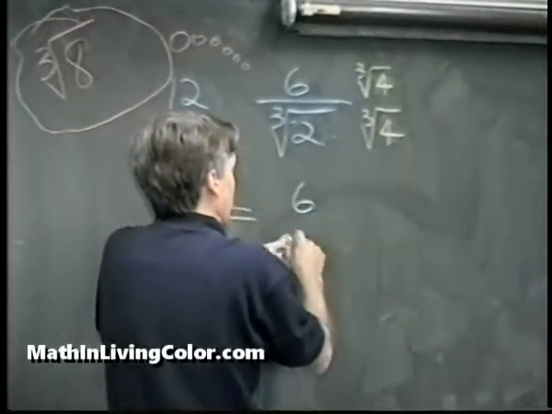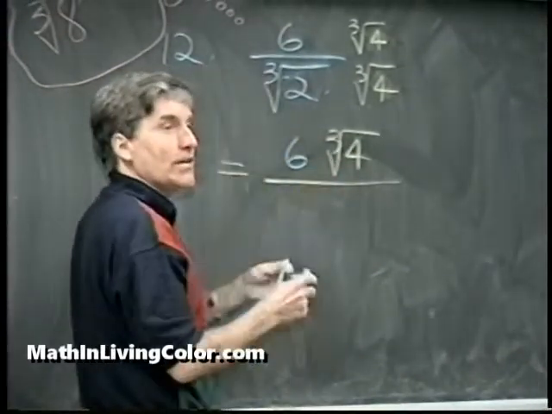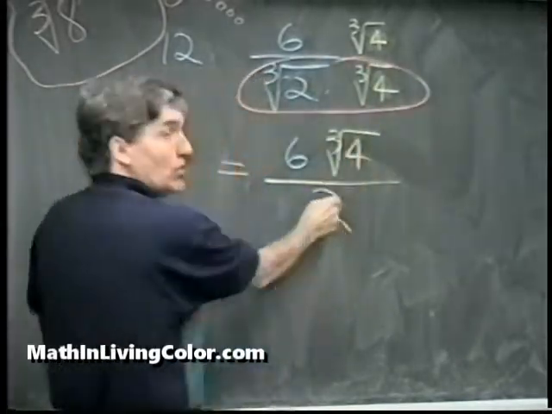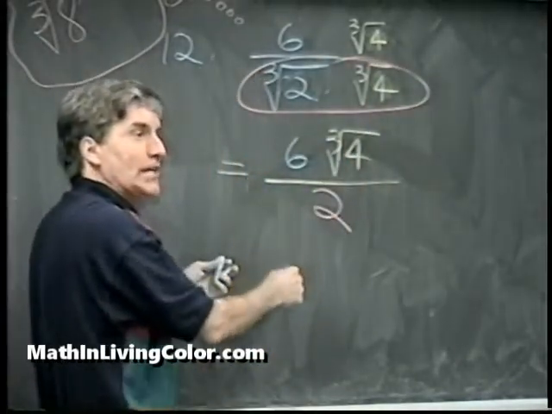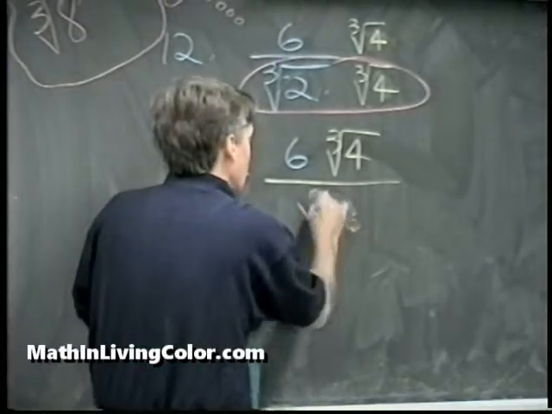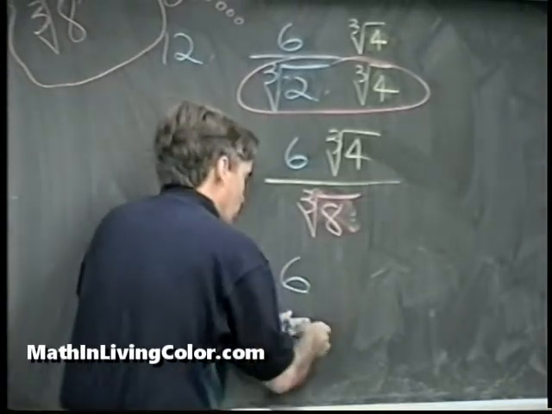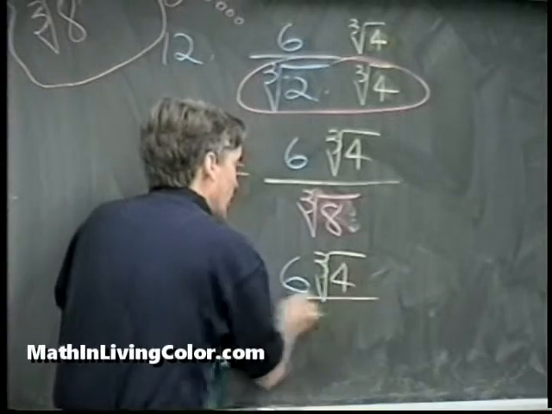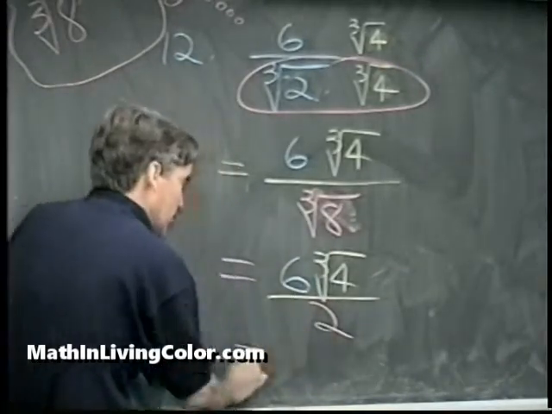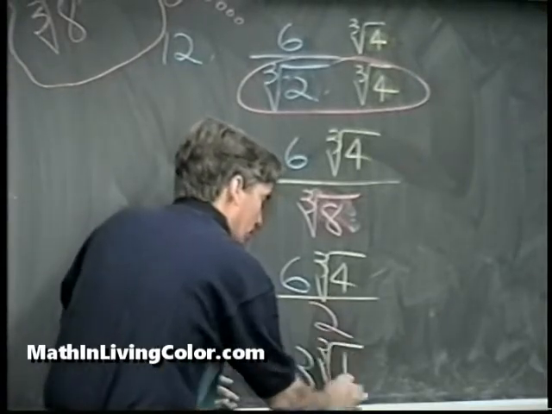6 times the cube root of 4 divided by what? 2. This part right here would just be 2. The cube root of 8 is 2. Do you see that? Maybe I should have written it down as the cube root of 8. Then in the next step, it's 6 cube root of 4 divided by 2. And then the 2 divides out and it gives you what? 3 times the cube root of 4.